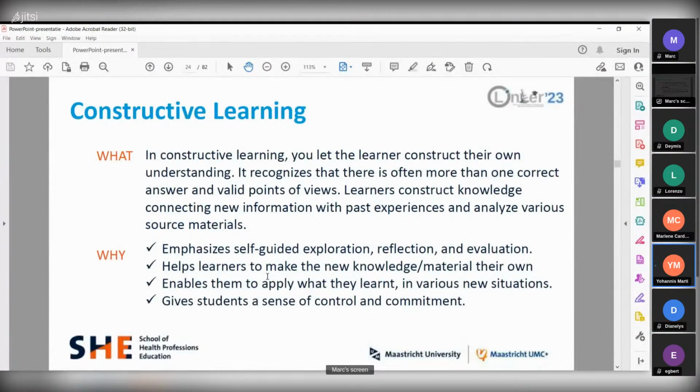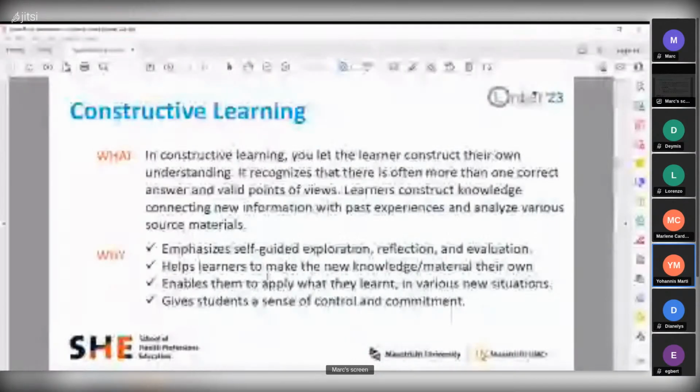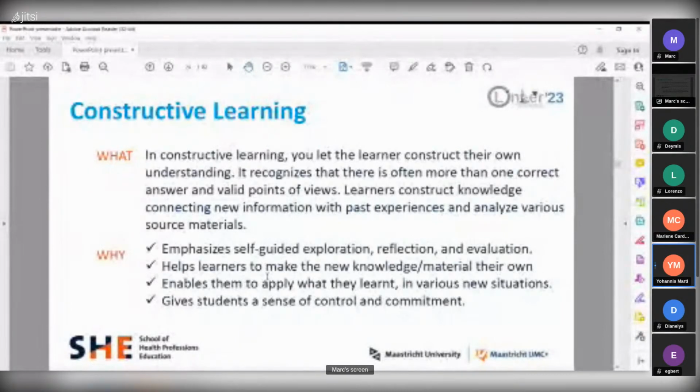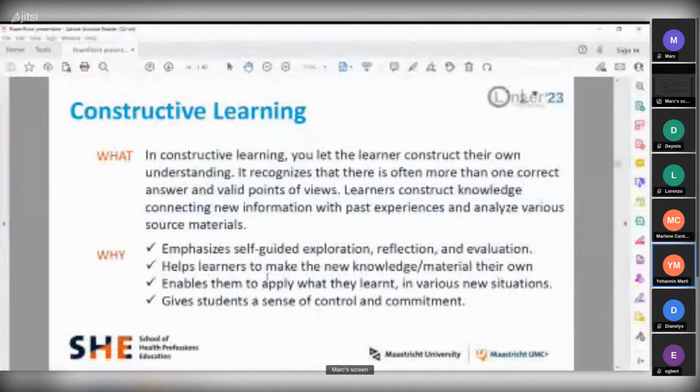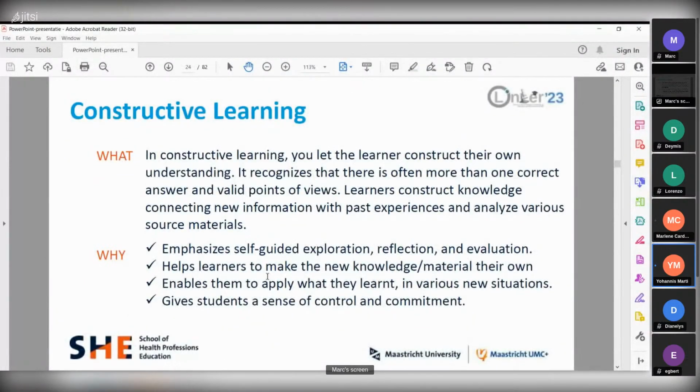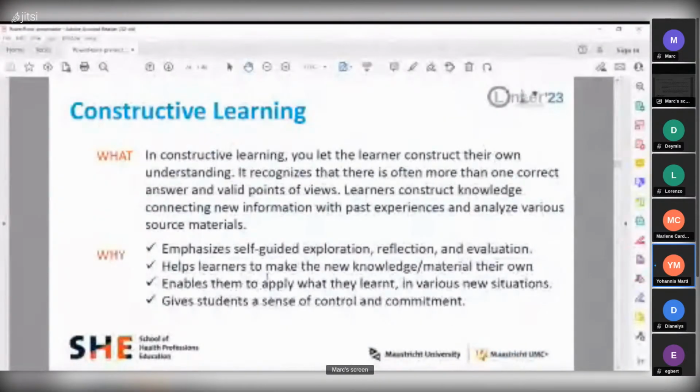So by applying this principle to your education, you let the learner construct their own understanding. So they're going to build their knowledge and realize that there's often more than one correct answer or valid point of view. You probably remember that at some point in your childhood you thought, hey, at least for me in the Netherlands, not everyone is riding their bicycles to school. Other people are going by cars. Because when you're growing up, what you see is what you know. And we need to deconstruct that and construct our new information again.